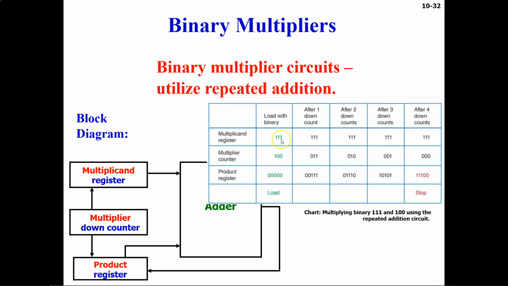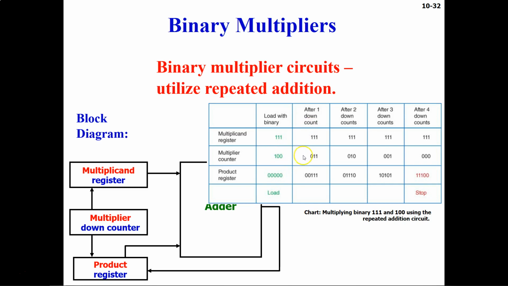This chart represents the repeated addition technique. Initially you load the registers with the binaries. The multiplicand register is stored with 111, which is 7 in decimal, and the multiplier counter is loaded with 100, which is 4 in decimal, and the product is initially cleared, so you have all zeros loaded in. Now after one down count, what will happen?